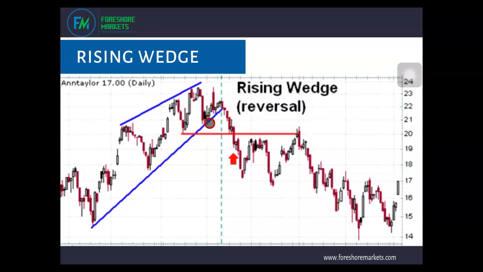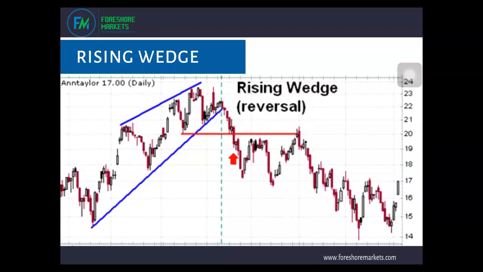I would use this support because this is the previous support. In the moment price breaks below the support, you sell. Okay, so that's the rising wedge, and the rising wedge is a continuation pattern. It always happens as a slight correction of a downtrend.